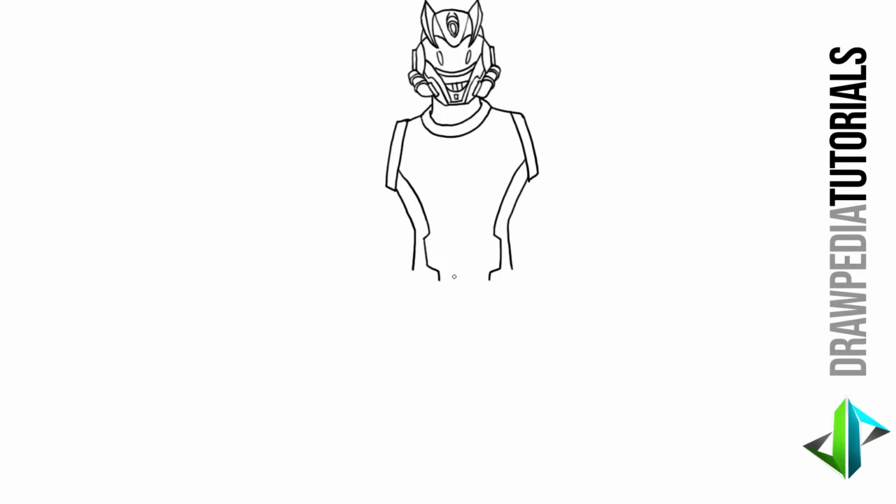Now for the buckle of his belt, I'm going to draw a circular shape below that in the middle point. And inside of that circular shape, in the middle point, I'm going to draw a small arch curve line to the right.